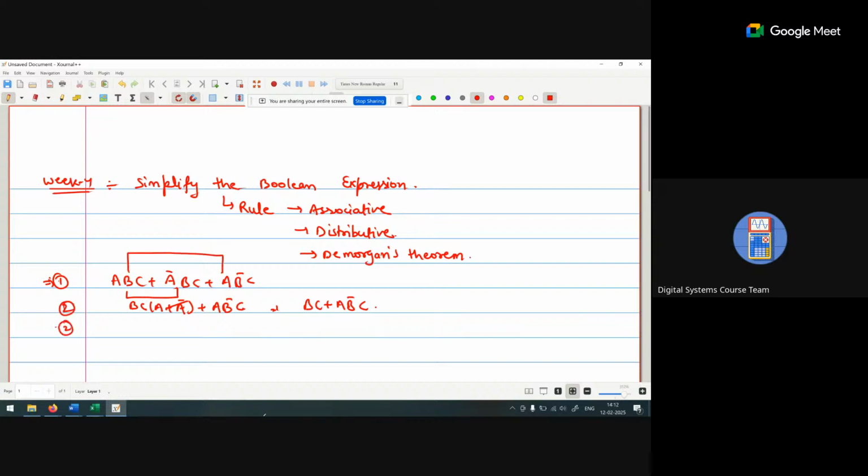Third one is that if we combine these two, I take AC common, B plus B bar, plus A bar BC. So from that we are getting AC plus A bar BC. This is the third option. Fourth option is that if I club these two also, C is common, so it is A plus A bar B. Apply the distributive law, so C times A plus B, so AC plus BC. This one is also AC plus BC. So multiple options are possible.